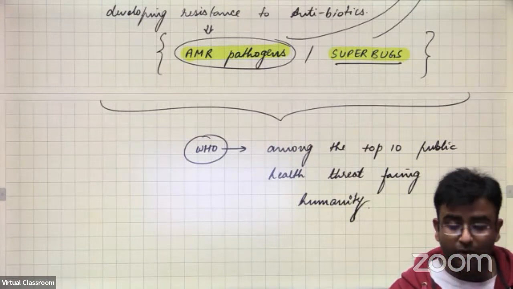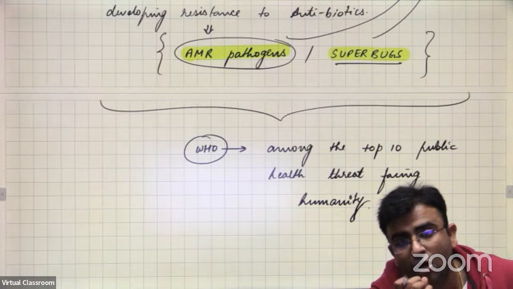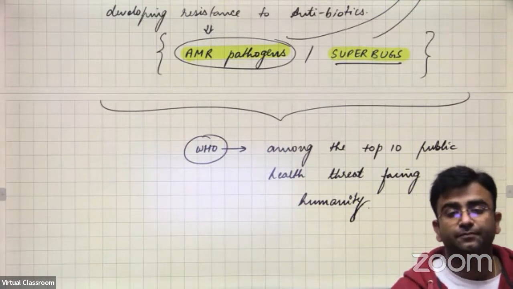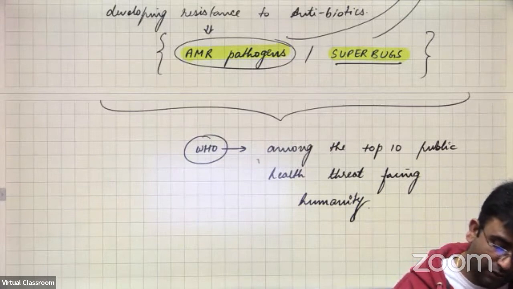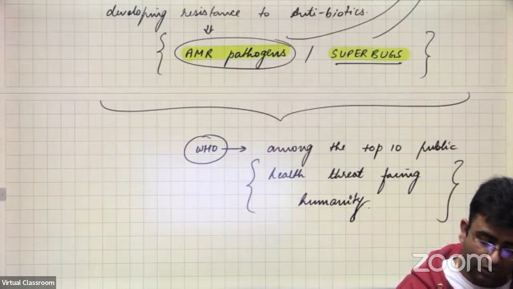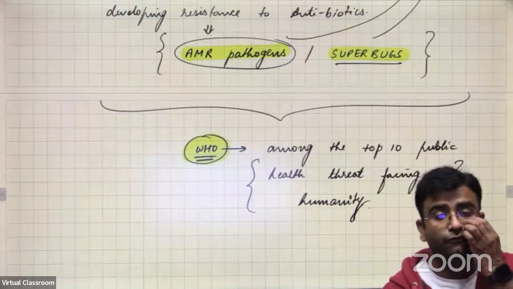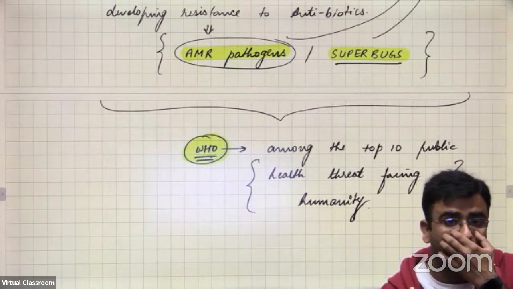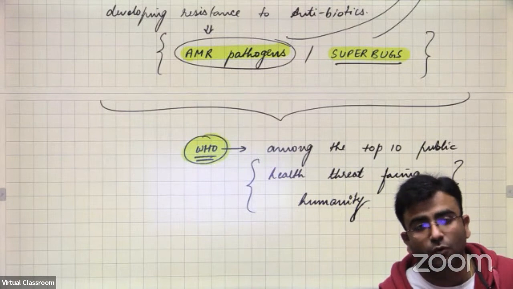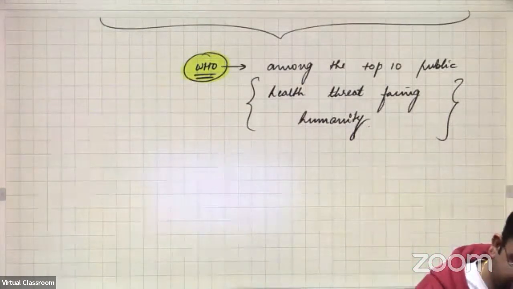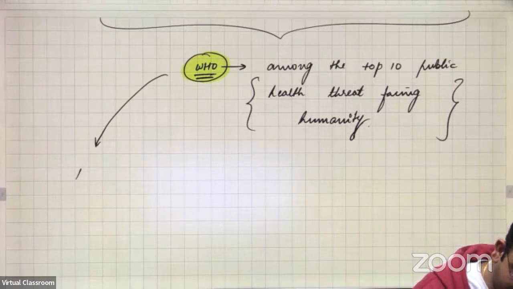It is among the top 10 global public health threats which humanity is facing. This is the sheer instance that even the World Health Organization has declared it a very, very big threat that human beings are facing right now. Now, before we go ahead, the question is how antimicrobial resistance developed.